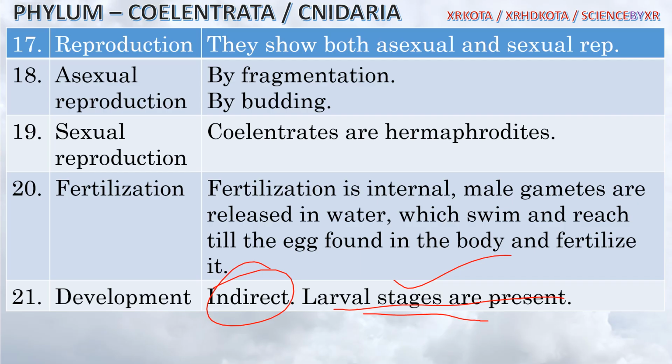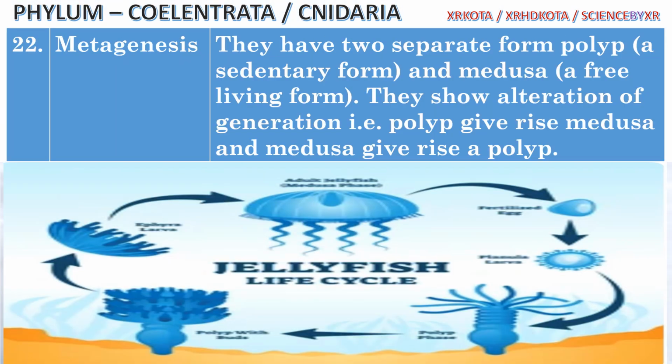Now what is a larva, if you remember? It is an intermediate independent stage which can obtain its own nutrition. That is called a larva. They have larval stages. Another important property found in them is metagenesis. So what is metagenesis? They show alternation of generations. What is meant by alternation of generations? Their body has two different forms: one is the polyp and the second is the medusa.